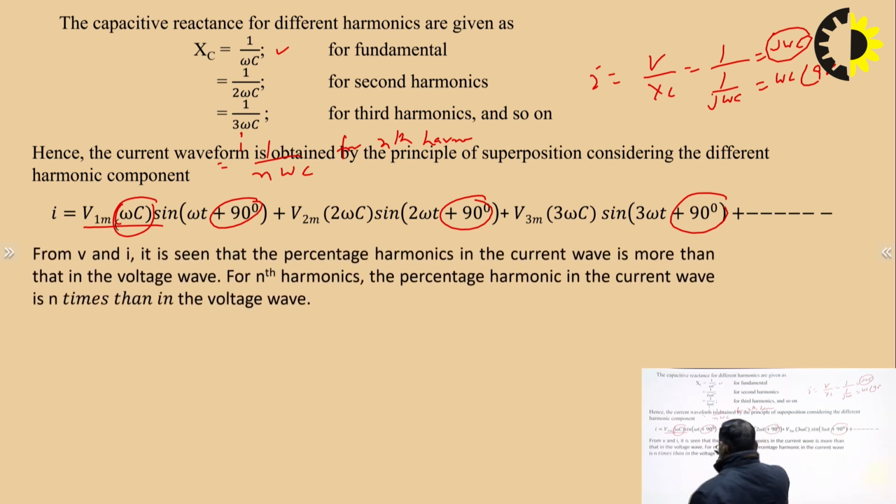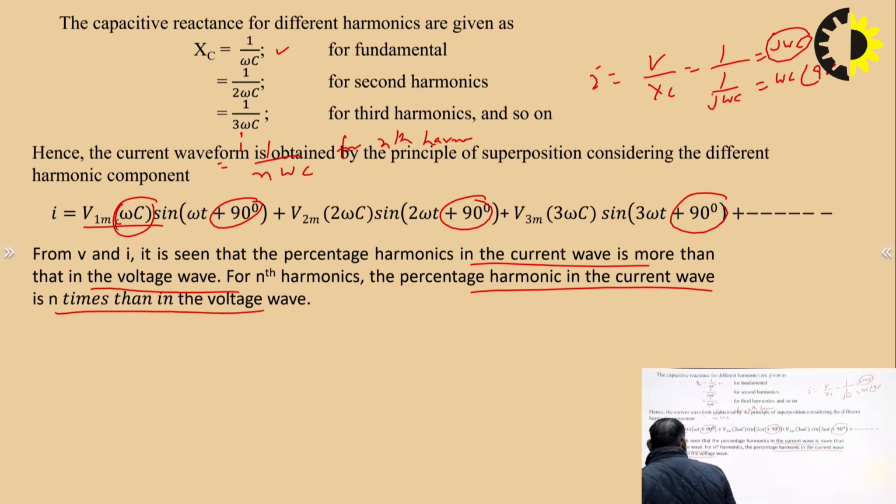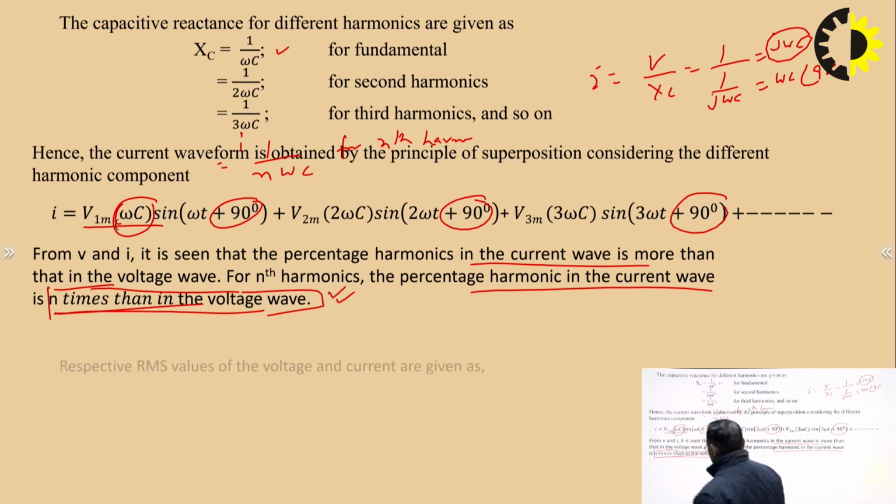So from this it is seen that the percentage harmonics in the current wave is more than that in the voltage waveform. So for the nth harmonic, the percentage harmonic in the current wave is n times that in the voltage waveform, because this component is coming in the numerator, whereas in the case of the inductor it was in the denominator. So it is 1 by nth times the voltage waveform. This is the important conclusion from this.